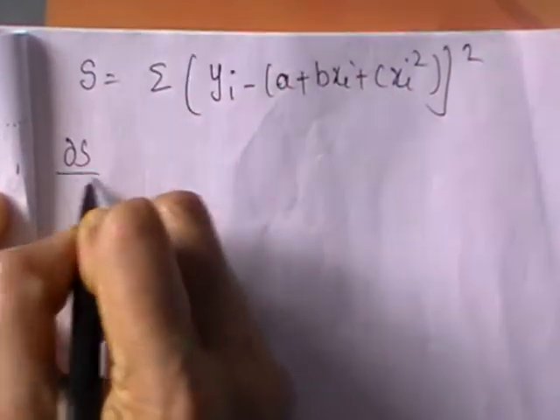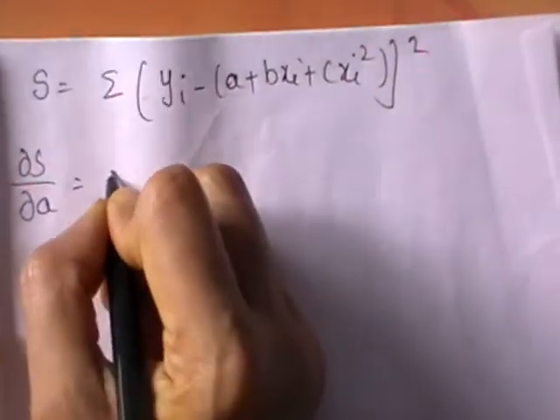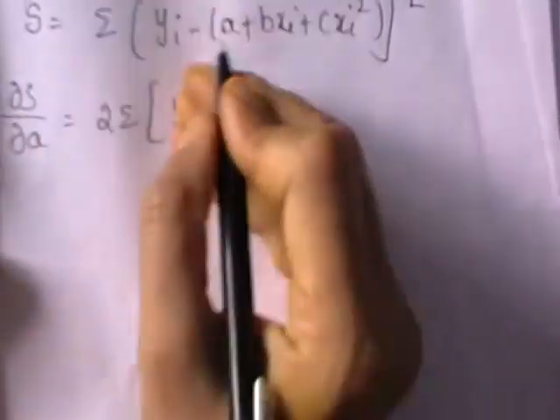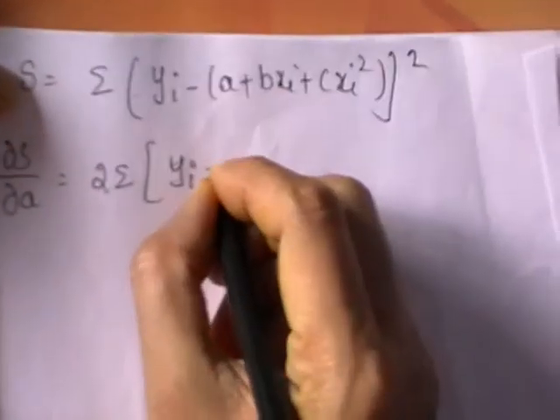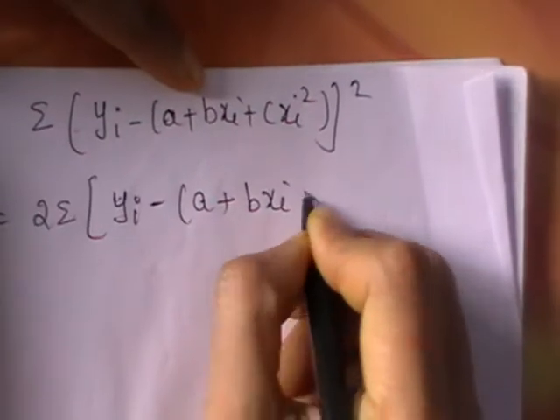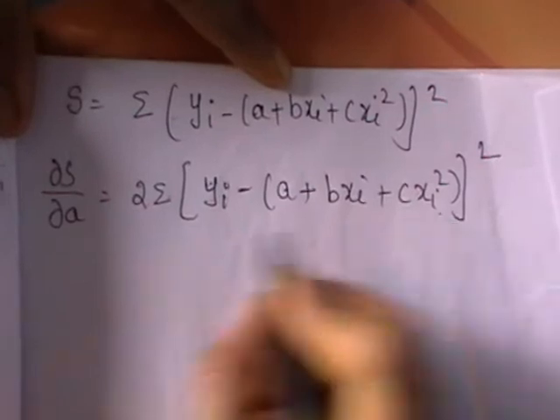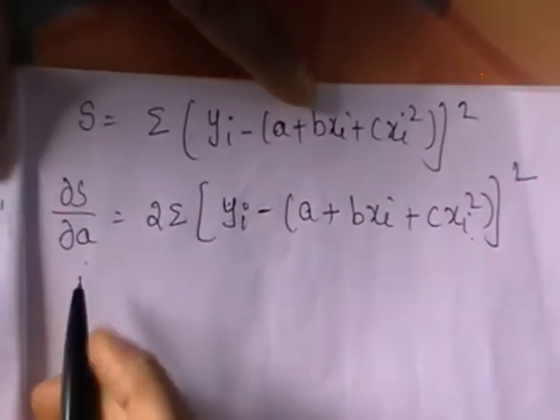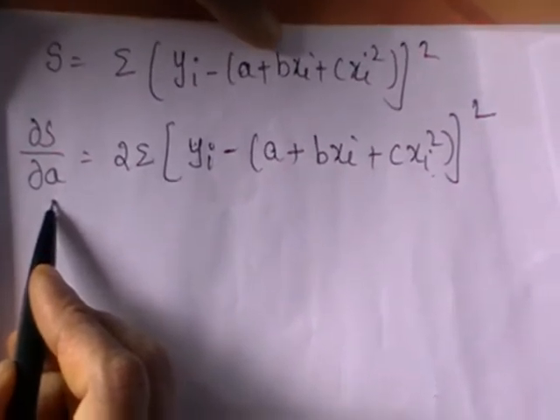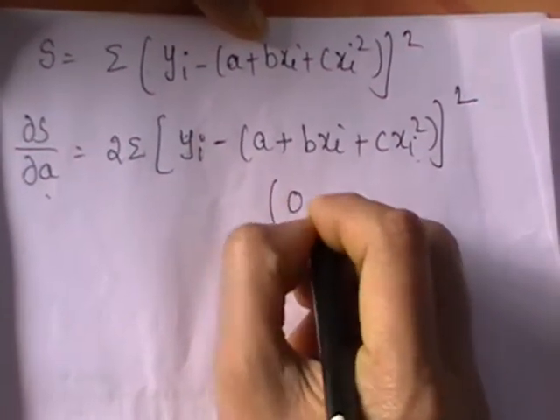Let us find dou S by dou a. It is in the form of x square, so this is 2 sigma yi minus a plus bxi plus cxi square into the inner derivative of this function with respect to a. As we are differentiating partially, all other variables other than a are treated as constant. So there is no a here. The inner derivative will be 0 here.